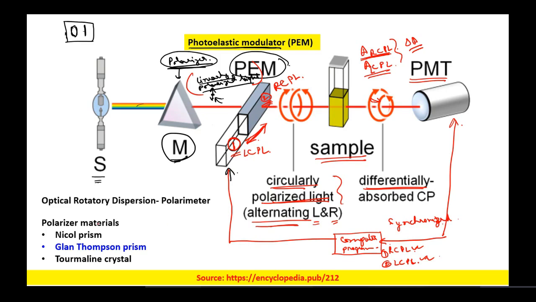There are certain polarizer materials, and these include the Nicol prism, Glan-Thomson prism, and tourmaline crystal. Among these, the Glan-Thomson prism is very commonly used as a polarizer because it can be obtained in a more pure form.